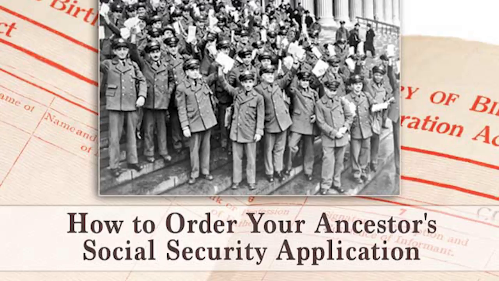You can actually order the earliest applications from the 1930s and 1940s. These forms are known as the SS-5 forms, and you can order one for any person as long as they are deceased. The SS-5 applications are provided to U.S. citizens by the Social Security Administration under the Freedom of Information Act. You must provide proof the person is deceased, unless that person is 120 years old or older. You can go right to the Social Security Administration's website to order a copy of the application.